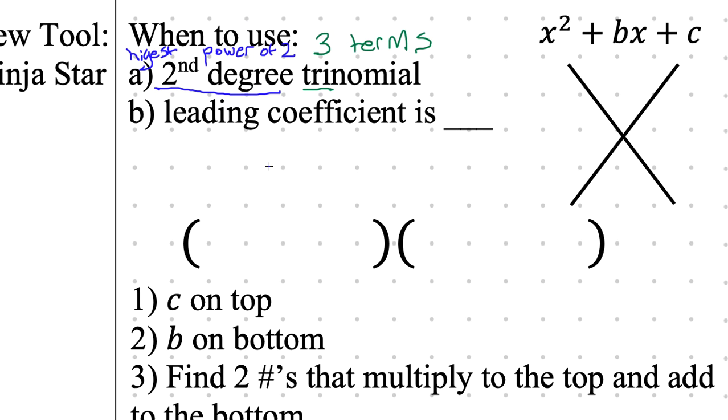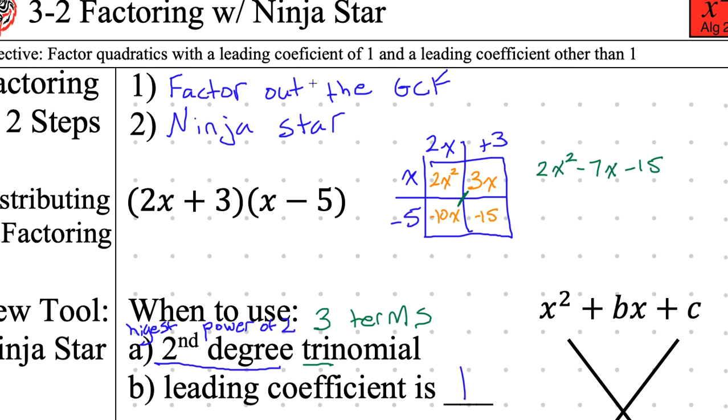What number do you think we need to have for our leading coefficient? What's the easiest number of them all, Charles? 1. You need to have a leading coefficient of 1. If you do not, then you need to either go back to step 1, factoring out the greatest common factor, which is usually the common mistake, or if you have factored out the greatest common factor, you have to do advanced ninja star, which we're not doing today.